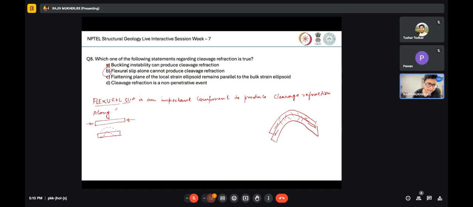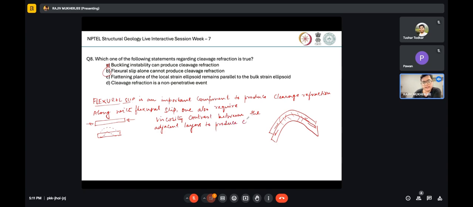So along with flexural slip, one also requires viscosity contrast between the adjacent layers to produce cleavage refraction.